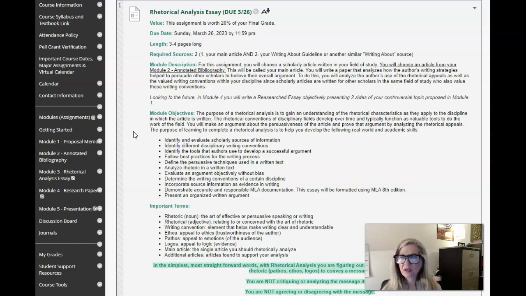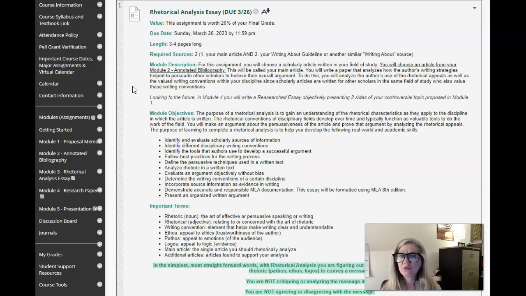So if we look here at this module description, you're going to write a paper that analyzes how the author's writing strategies help persuade other scholars to believe their overall argument. To do this, you will analyze the author's use of rhetorical appeals, as well as the valued writing conventions within your discipline, since scholarly articles are written for other scholars in the same field of study who also value those writing conventions. All right, let me break that down.